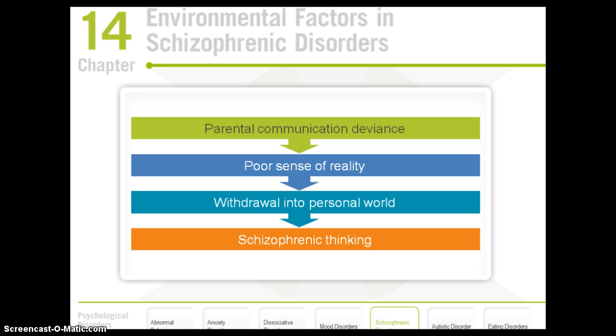Evidence suggests that schizophrenia is more likely to develop when people grow up in homes characterized by communication deviance. This might consist of vague, muddled, fragmented communication from parents and others. Theorists believe that communication deviance undermines young people's sense of reality and encourages them to withdraw into their own private world. Thus, this sets the stage for schizophrenic thinking later in life.